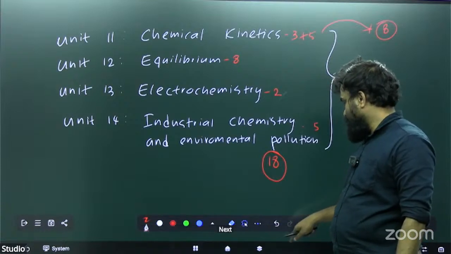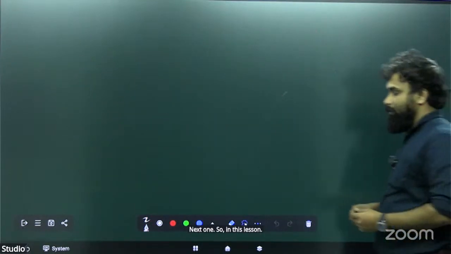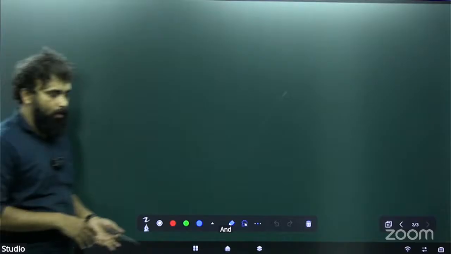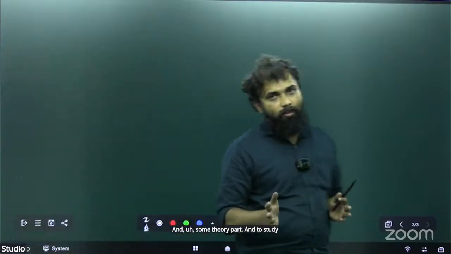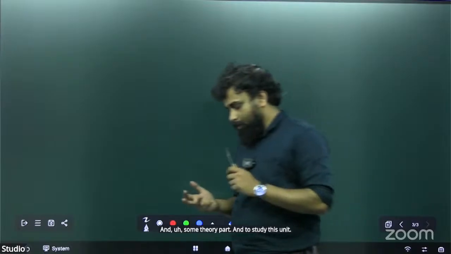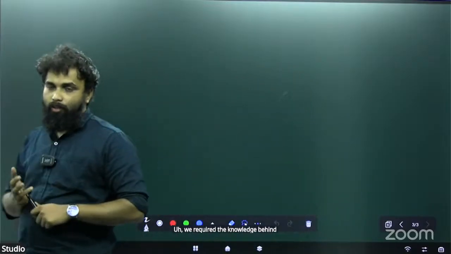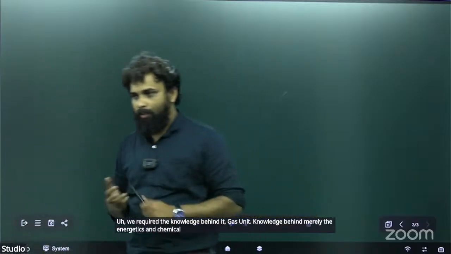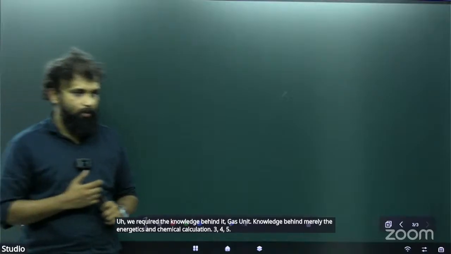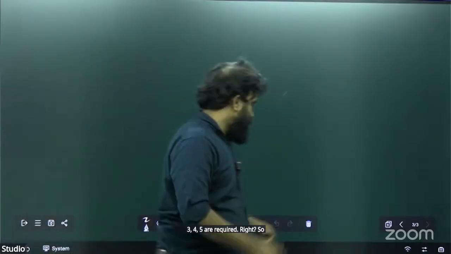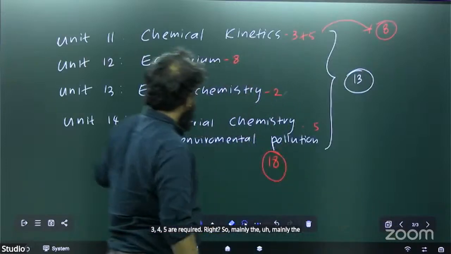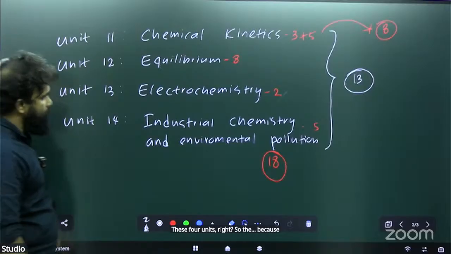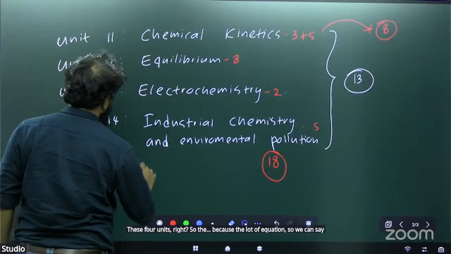Next, in this lesson there is a mathematics part. That means there is a calculation part and some theory part. To study this unit, we require the knowledge behind the fourth unit, the gas unit, mainly energetics and chemical calculation, units 3, 4, 5. The exam result mainly depends on these 4 units, because there are a lot of questions.